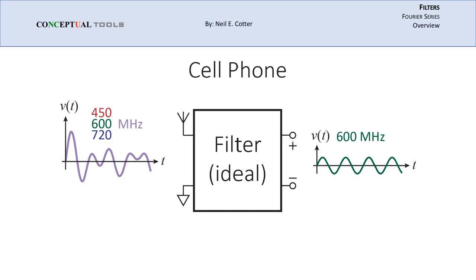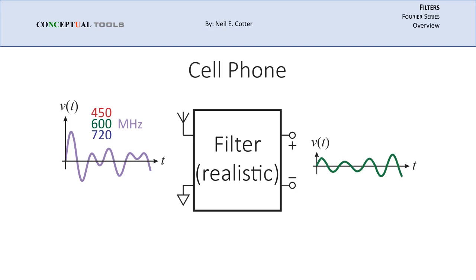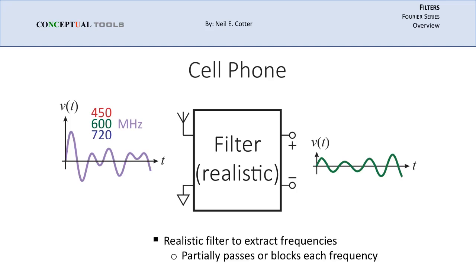Here we show an ideal filter that is able to exactly extract just the 600 megahertz signal. An ideal filter would be able to exactly pass or completely block each frequency. Unfortunately, it is difficult to create an ideal filter with circuits. Here we show the output of a realistic filter. It's mostly 600 megahertz, but we have a little bit of 450 and 720 megahertz as well. Our realistic filter only partially passes or blocks each frequency. The good news is that it's easy to create filters with circuits.